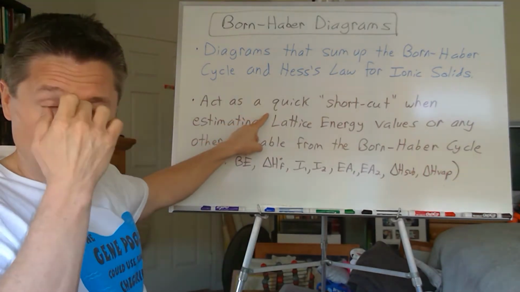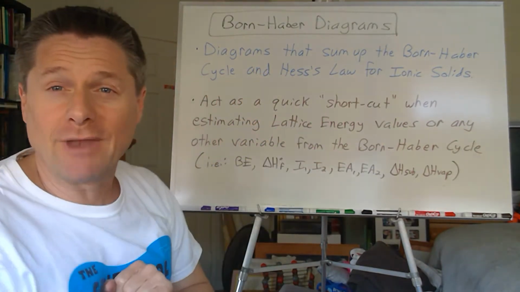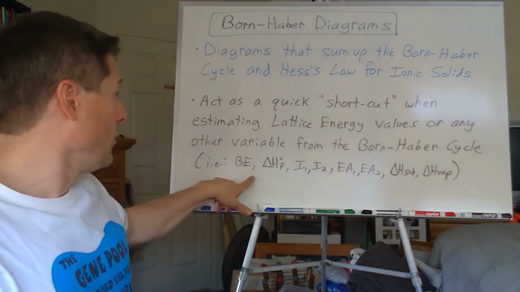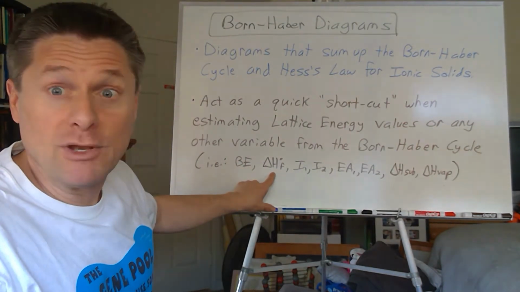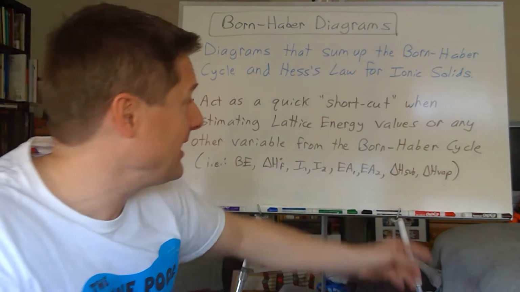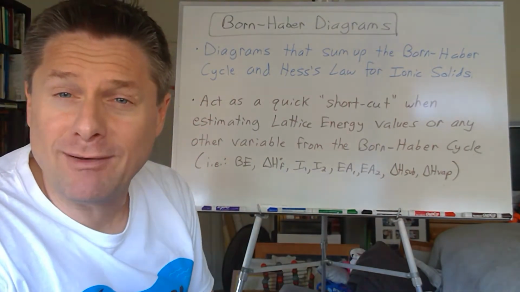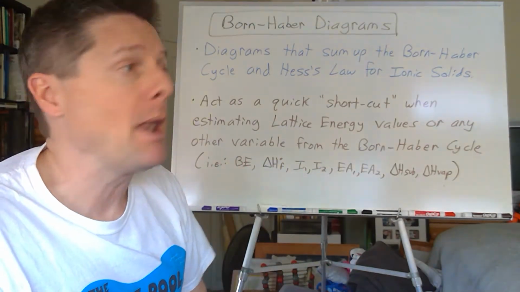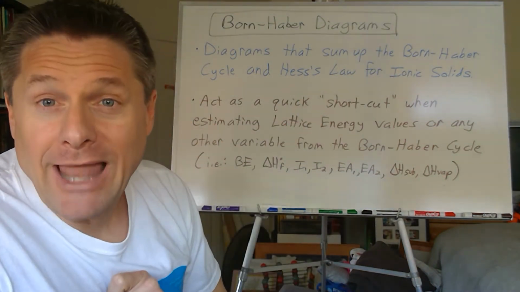All right, and so again, the Born-Haber diagram is going to act as a shortcut to the Born-Haber cycle when we're solving for lattice energy values, or really any value that appears in the Born-Haber cycle. So we could solve for bonding energies if we knew everything else. We could solve for standard heats of formation if we knew everything else. First, second, third ionization energies, first, second, third electron affinities, molar heats of sublimation, molar heats of vaporization, any variable that appears in there, as long as we know all of the other variables except for that one, we can solve for that one. But the majority of the time, we're going to be solving for lattice energy.